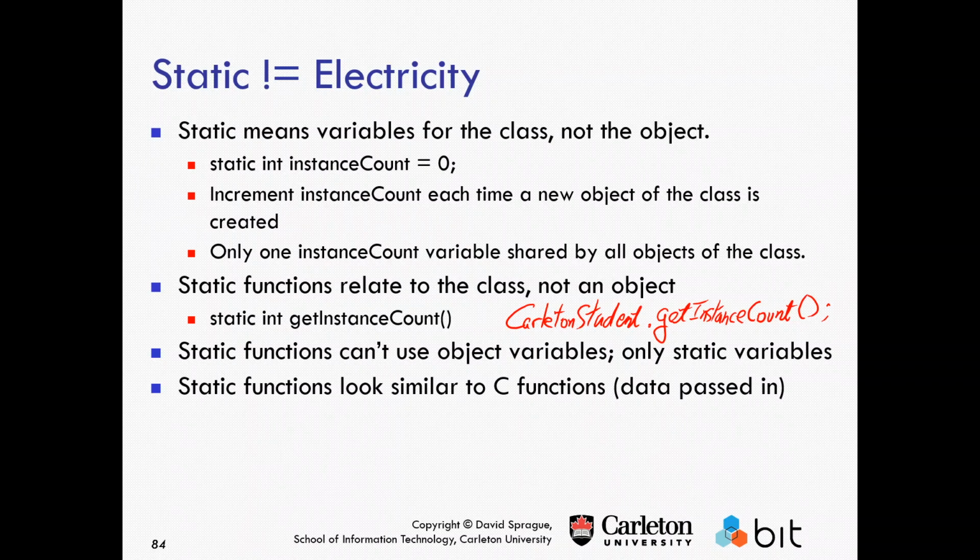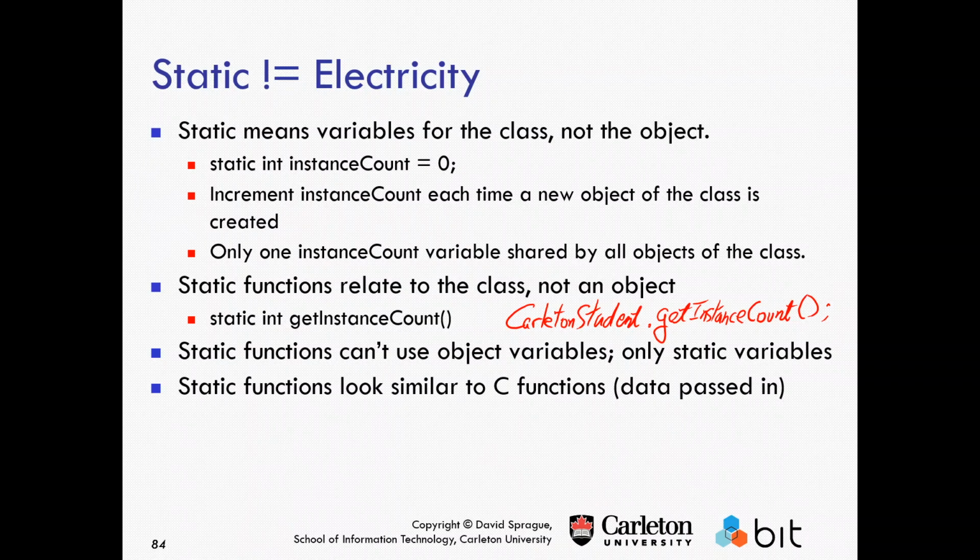So, static functions cannot use object variables, by the way. I cannot get something involving that particular Carleton student. I can't get that Carleton student's ID. All I get is static things that are related to the static class itself.